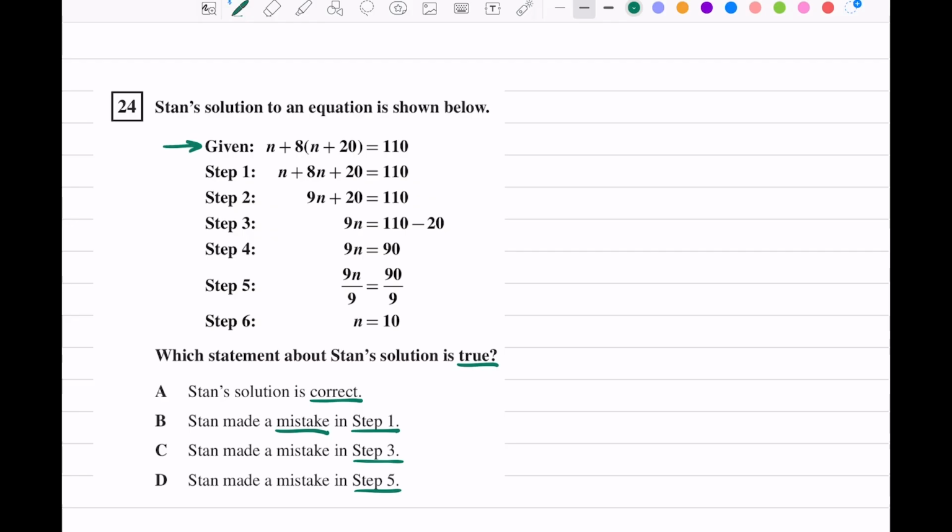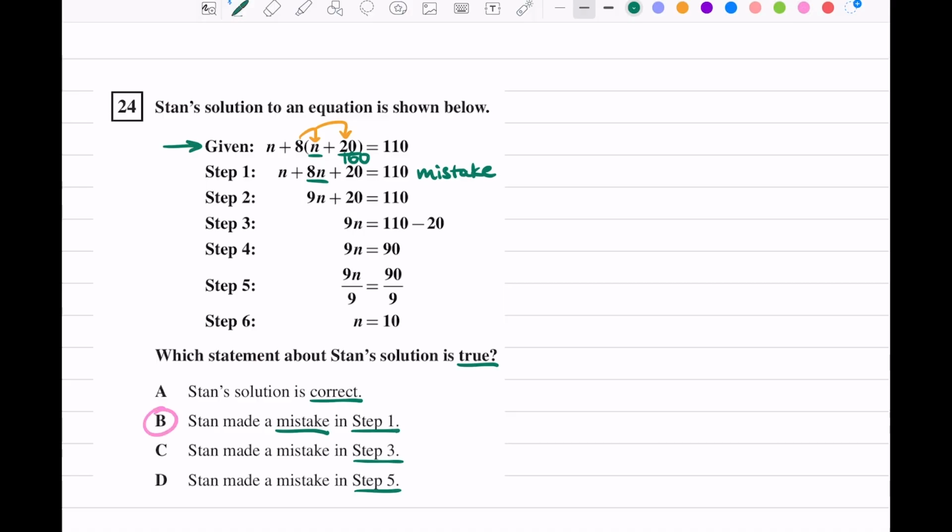Starting at the beginning. So it looks like in step 1, he got rid of those parentheses above. That means he used the distributive property to multiply that 8 by each piece on the inside. That means we would get 8 times n, or 8n, and then 8 times 20, which would be 160. So it looks like Stan multiplied the 8 by n, but forgot to multiply the 8 by 20. So that means he made a mistake in step 1. And looking at our options, that would be B.